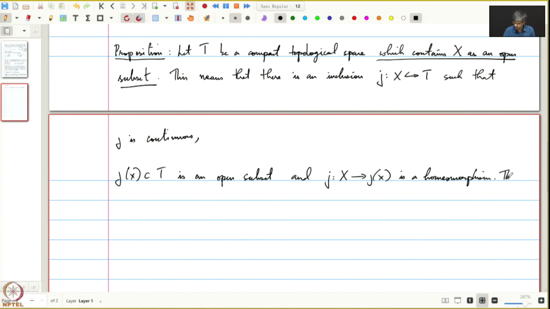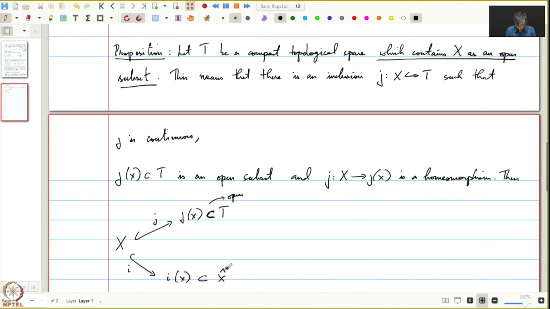Okay. So, then there is a unique map. What we have is X over here and this inclusion J. J is a continuous map from X to T, and the image, let us say the image is J of X, is an open subset of T, and we have this map like this. We also have the map I, which also satisfies these properties.